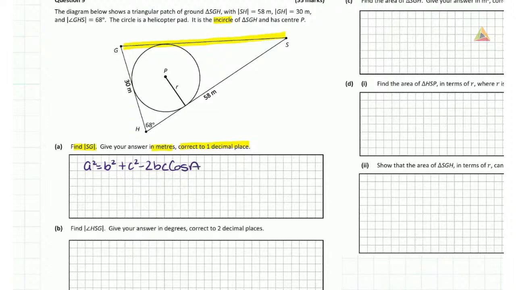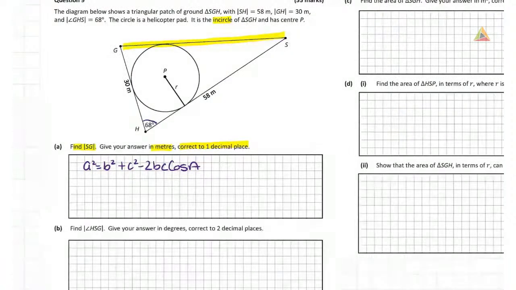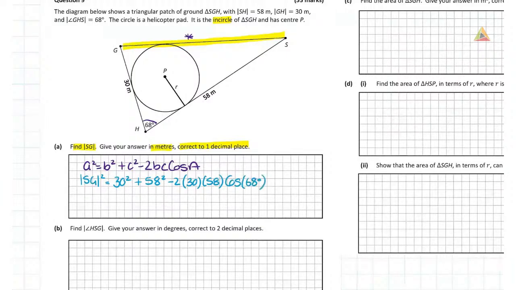So straight in with my formula, times the cos of angle A. And remember, you always start with the side that's opposite the angle that you're looking for or the angle that you're given. So in this case, the angle I'm given is 68, so the side I'm looking for has to be this one here. My A has to be this one here. So that's going to give me SG squared is equal to 30 squared plus 58 squared minus 2 times 30 times 58 times the cos of 68 degrees.